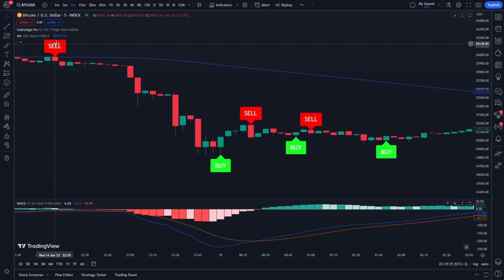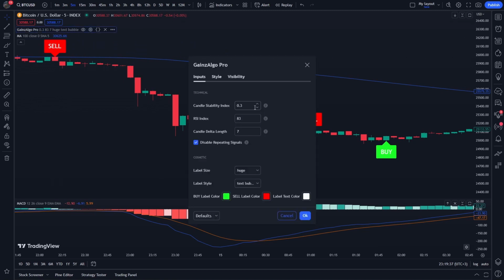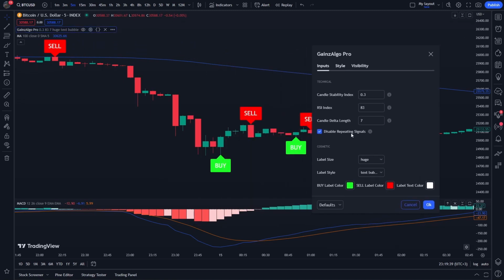So if you would like to get GainzAlgo, I'm currently using GainzAlgo Pro, and these are my settings. I find that these settings work really well for the Bitcoin 5-minute chart. So candle stability index is set to 0.3, RSI index is at 83, candle delta length is at 7, and obviously you probably don't know what all these settings are.